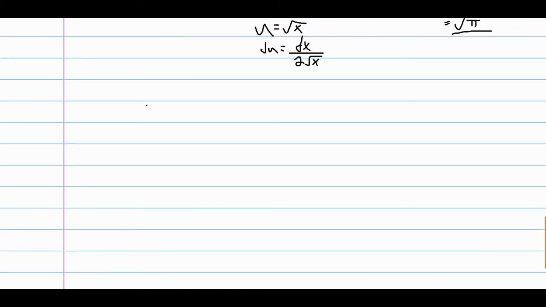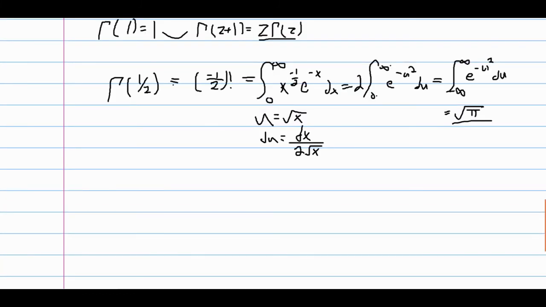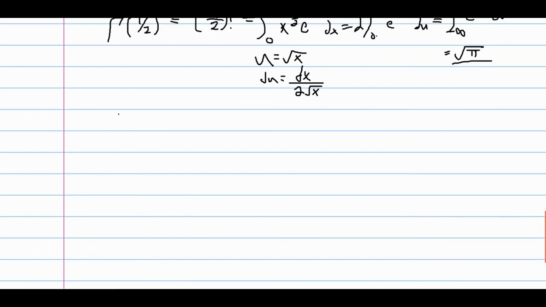Now we can look at other half integer evaluations of the gamma function. In particular, gamma of 3/2, which evaluates to 1/2 factorial, is equal to 1/2 times gamma of 1/2. So that's just the square root of pi over 2.